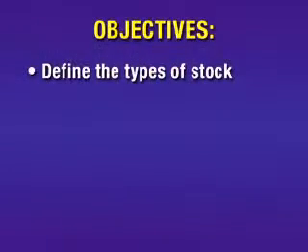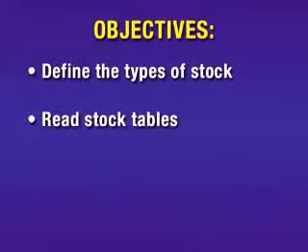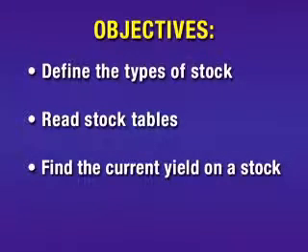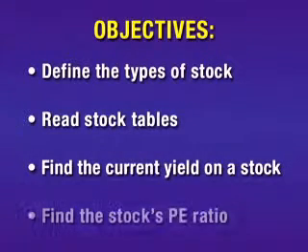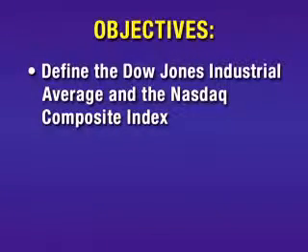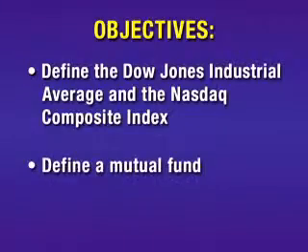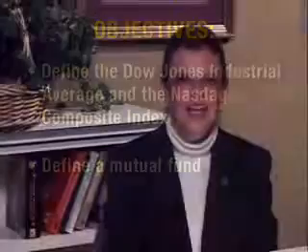The specific topics we will be talking about are: we will define the types of stock, we will read stock tables, we will find the current yield on a stock, we will find the stock's P/E ratio, we will define the Dow Jones Industrial Average and the NASDAQ Composite Index, and we will define a mutual fund. Now let's look at a stock table, let's define some stocks, and let's do a problem involving the stock table.